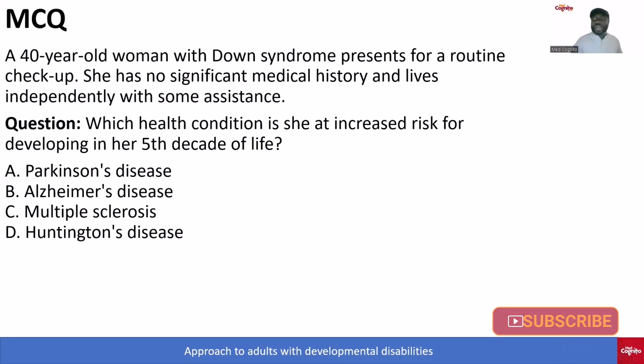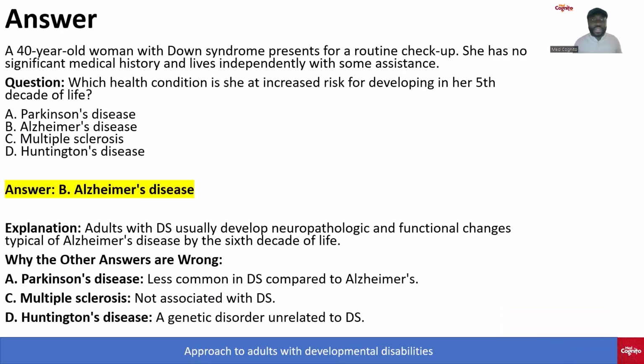Okay, today I'm very glad. So the answer is Alzheimer's. Adults with Down syndrome usually develop neuropathologic and functional changes typical of Alzheimer's disease by the 6th decade of life. So Alzheimer's disease is more common in patients with Down syndrome, especially as they grow up, by the 6th decade of life. So Parkinson's disease is less common in Down syndrome when compared to Alzheimer's. Multiple sclerosis is not associated with Down syndrome. Huntington's disease is a genetic disorder and it is unrelated to Down syndrome.